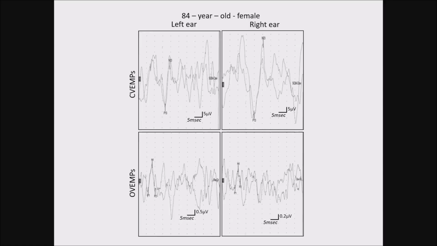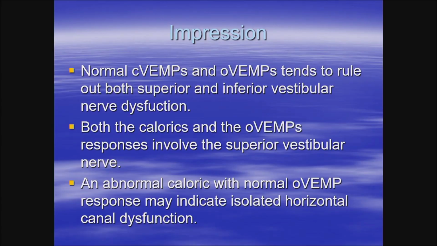So if we take these results at face value, perhaps we are not dealing with superior vestibular dysfunction or inferior vestibular dysfunction. In other words, we are tending to rule out a bilateral vestibulopathy, agreeing with the clinical suspicion of the referring physician. What we are probably dealing with is isolated horizontal canal dysfunction. Possibly. I haven't confirmed it, but when you have abnormal caloric responses bilaterally and normal CVEMPs and normal OVEMPs, and the clinical suspicion that the patient does not have bilateral vestibulopathy, perhaps we are dealing with isolated horizontal canal dysfunction.